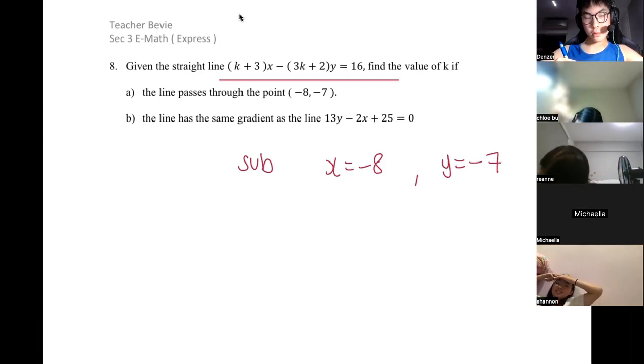Let's see who's the first one. Oh, Shannon again. Okay, good, Shannon. I think you deserve a star from me. Later at the end of class, I will show you all the sheet, okay? Let's see who's the next one.